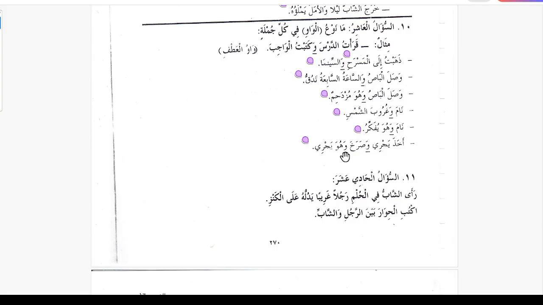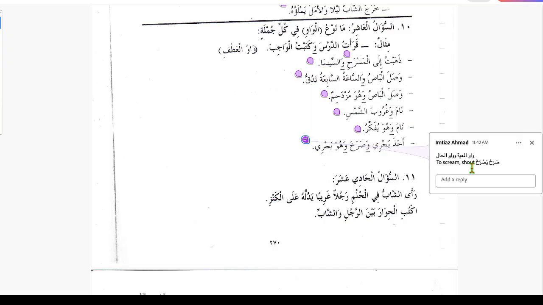Akhaza yajri wa sarakha, he started running, wa sarakha, and screaming. So there are two waw here. This one is harfu atfin. He started running and screaming. Wa huwa yajri, while running. And then the second one is the wawul hal. So the first one is sarakha, this is maf'ul ma'ahu. So screaming happened when he was running. That is why it is mansub. So the waw is wawul ma'iyyati, and this is maf'ul ma'ahu, and this is wawul hal, the second one. So the verb here is sarakha yasrukhu, to scream or to shout.